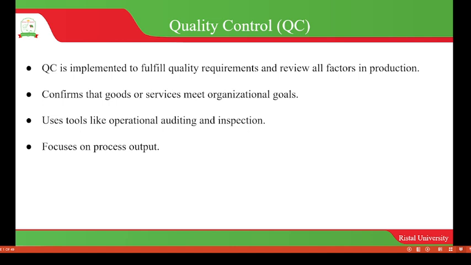Food quality is a complex characteristic of foods that determines its value and acceptability. Under this, we are going to look at quality control, quality assurance, quality improvement, and quality management. So, let us start by discussing quality control.